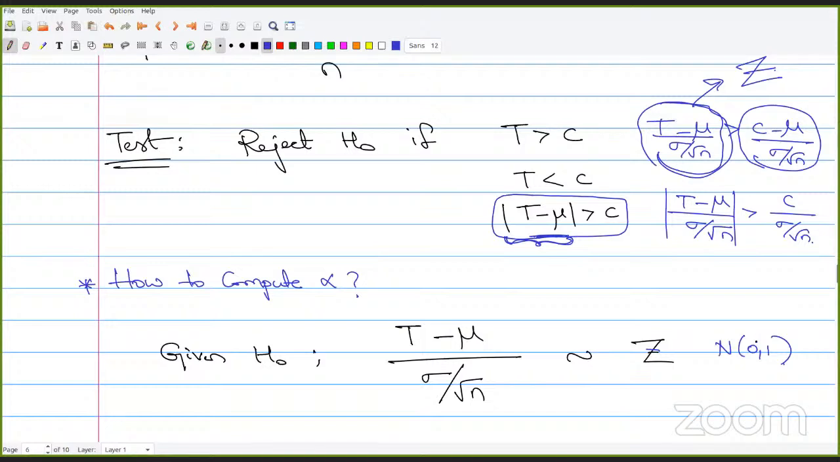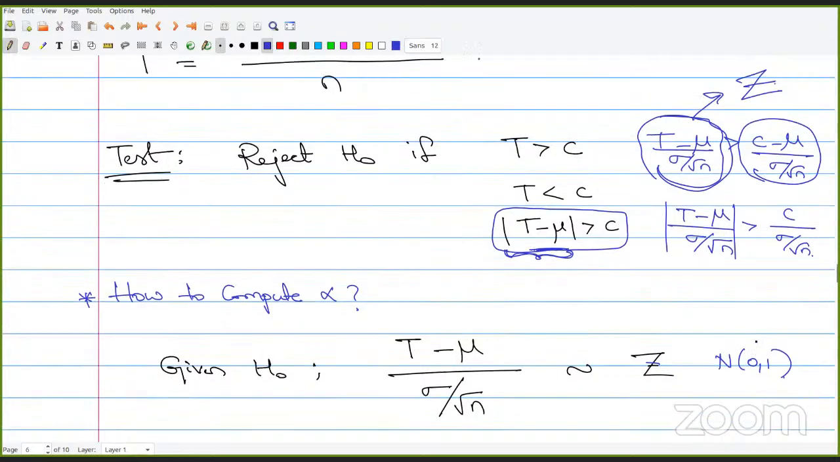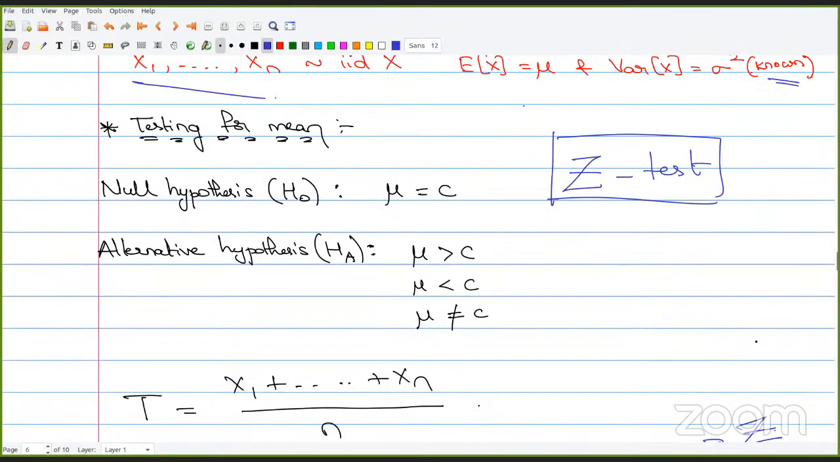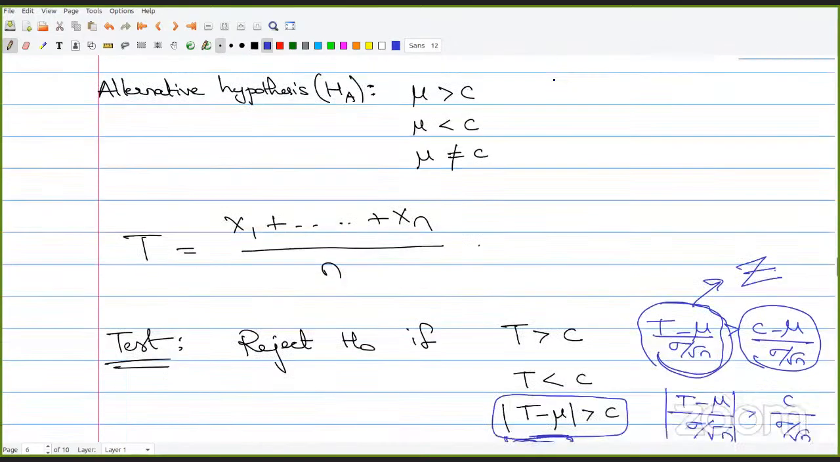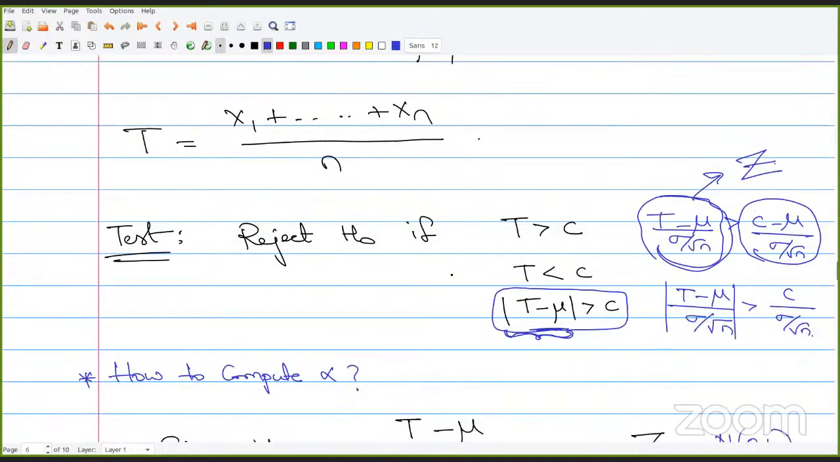I was saying, sir, the confusion came because in many places in the slides it is written that mod of T is greater than C. See, why that has been taken, I can tell you. If the mu you are comparing against is 0, then it is enough to write directly mod T greater than some C.